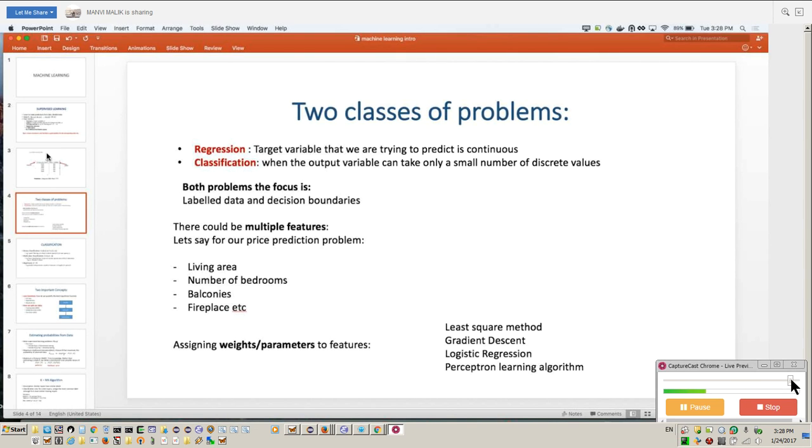There are various kinds of algorithms that we use to solve this linear regression problem. A few of them are the least squares method and gradient descent, and we will probably go through them one by one in the future sessions.